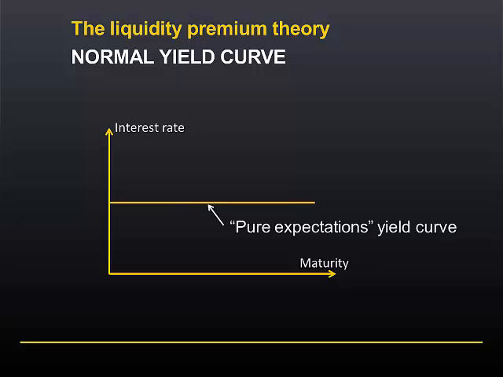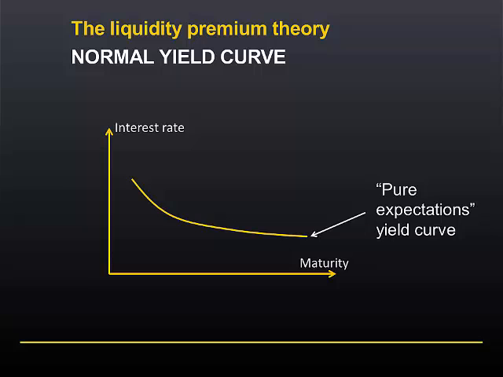If the pure expectations yield curve would otherwise be flat, the liquidity premium results in an upward sloping yield curve. This is probably the reason why upward sloping yield curves are those most commonly observed.